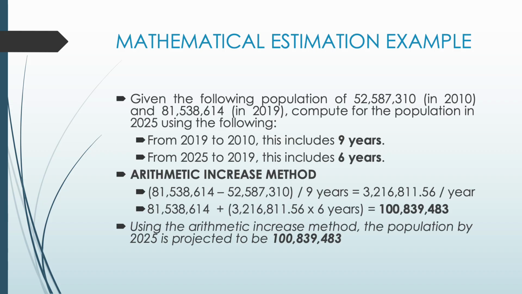So for the arithmetic increase method, we have 81,538,614, population of 2019, minus 52,587,310, population of 2010, all over the 9-year interval between 2019 and 2010, is equal to 3,216,811 increase per year.